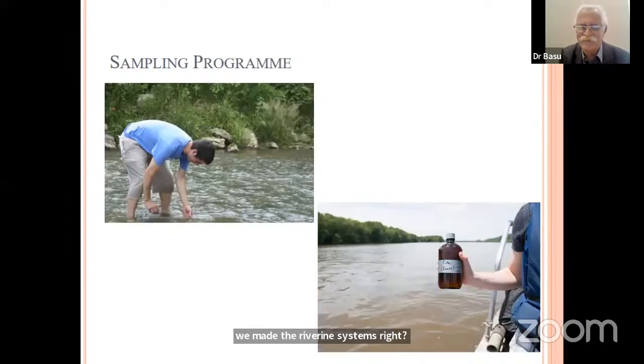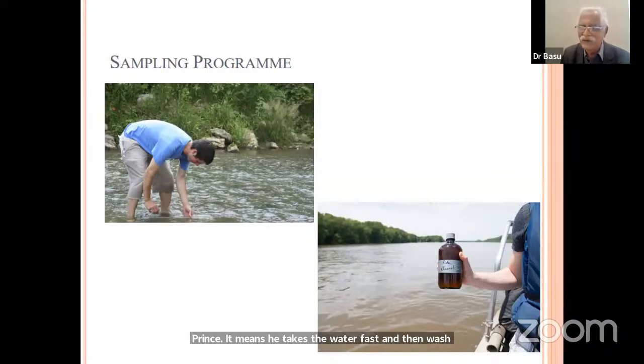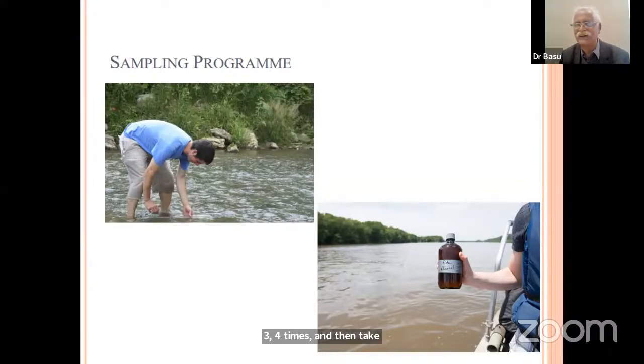See how the measurement is taking place. This gentleman is there, taking the water. He has a bottle, and he rinses it, which means he takes the water first and washes the bottle with it three or four times, and then takes the water in the opposite direction. If the river is flowing this way, he will take the water in the opposite direction. When the bottle is filled up, they make a label, put it in an ice box and take it to the laboratory.